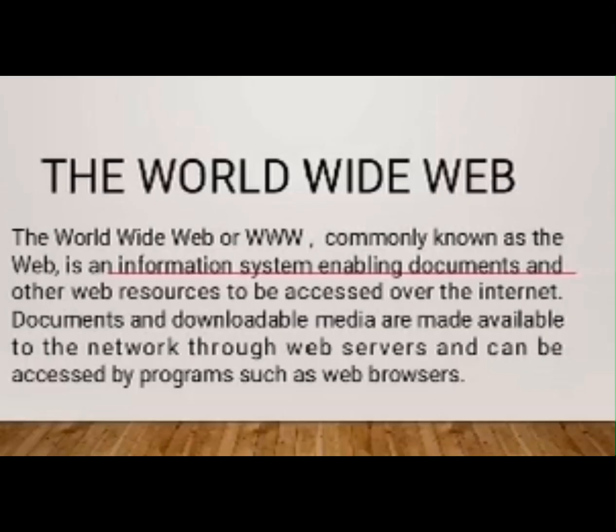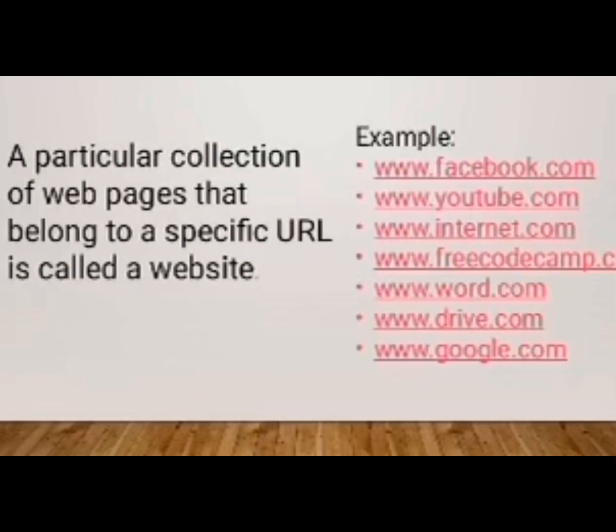The World Wide Web, or WWW, commonly known as the web, is the information system enabling documents and other resources to be accessed over the internet. Documents and downloadable media are made available to the network through web servers and can be accessed by programs such as web browsers. A particular collection of web pages that belong to a specific URL is called a website.